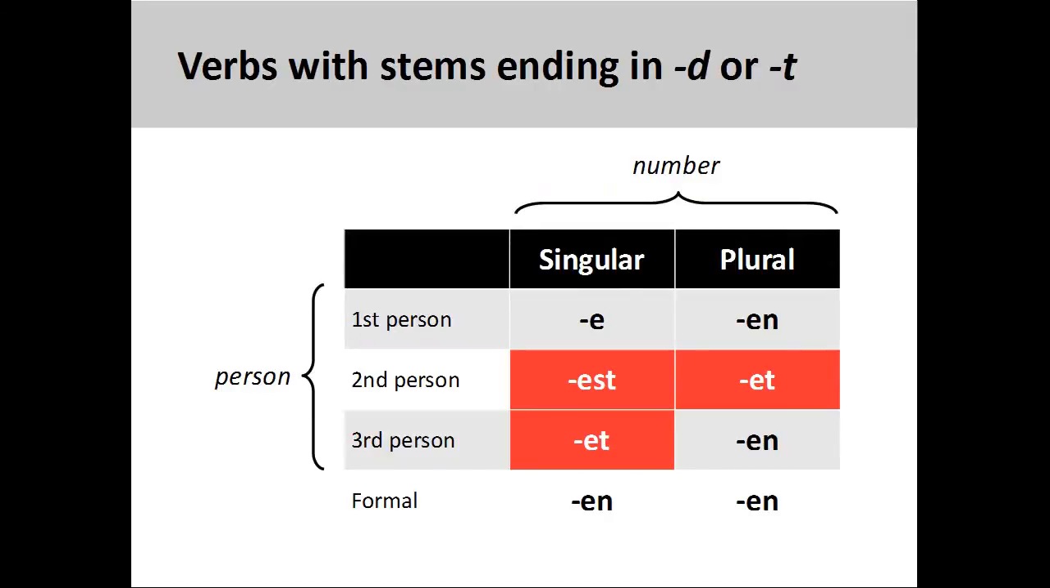Some regular verbs have a stem that ends in d or t. When this is the case, we change the conjugation pattern slightly by adding an e before the second and third-person singular, as well as second-person plural verb endings. These exceptional endings are marked in red on the screen.